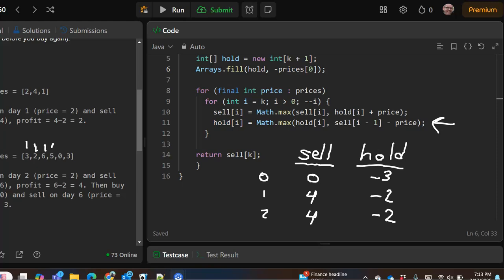That is 3. That doesn't help us. That doesn't improve the sell. So what we're talking about now is, should we buy it at 2 and sell it at 6, or should we buy it at 2 and sell it at 5? It's better to sell it at 6.